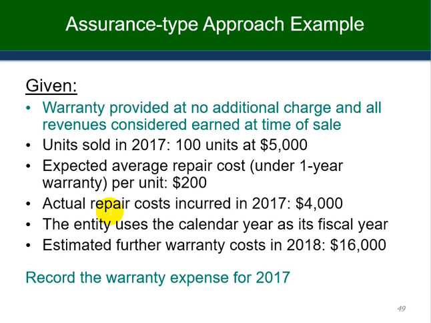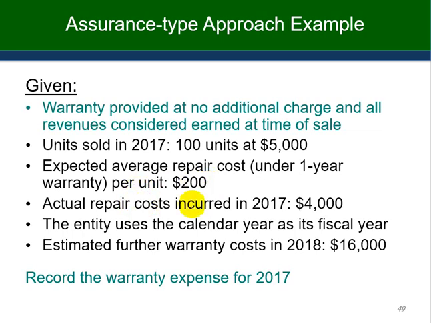Okay. So here's an assurance type example. The assurance type example is the one we talked about before, where we set up the expense to match against revenue, which is already earned. So let's imagine that the warranty is included in the cost of the units that we've sold. So we've sold 100 units at $5,000. That's $500,000. The average repair cost is $200 per unit, so that's 200 times 100. We've got total warranty expenses of $20,000.